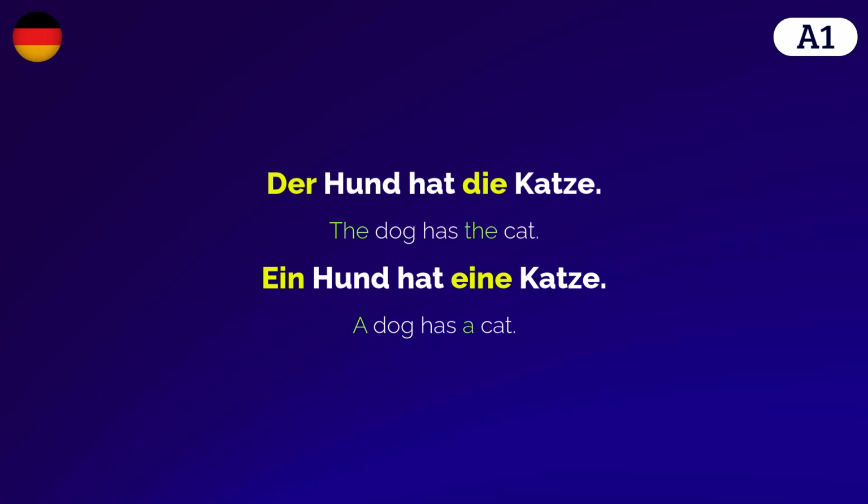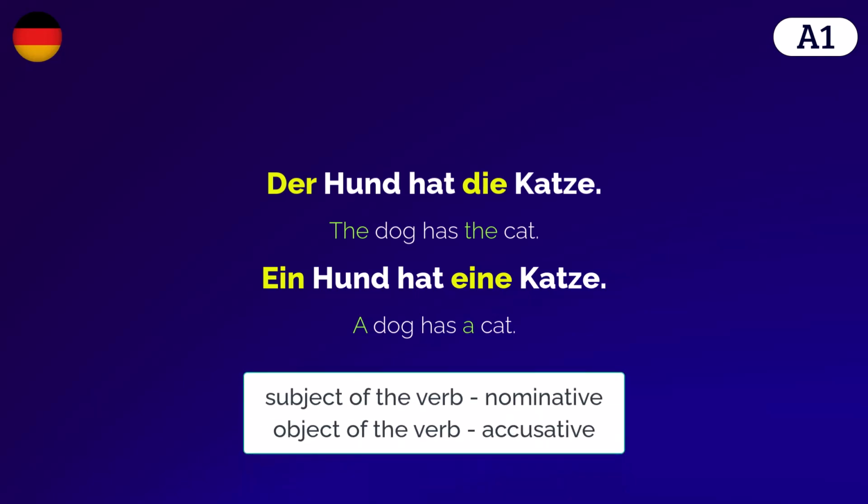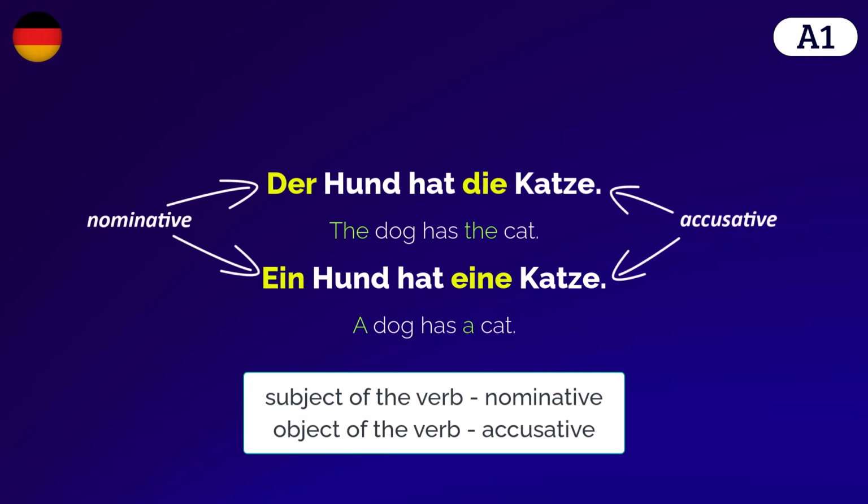In German, the subject of the verb is in the nominative case, and the direct object of the verb is in the accusative case. It's important to have this understanding of what cases are, as we use different articles depending on whether a word is nominative or accusative, and whether a word is masculine, feminine, or neuter.